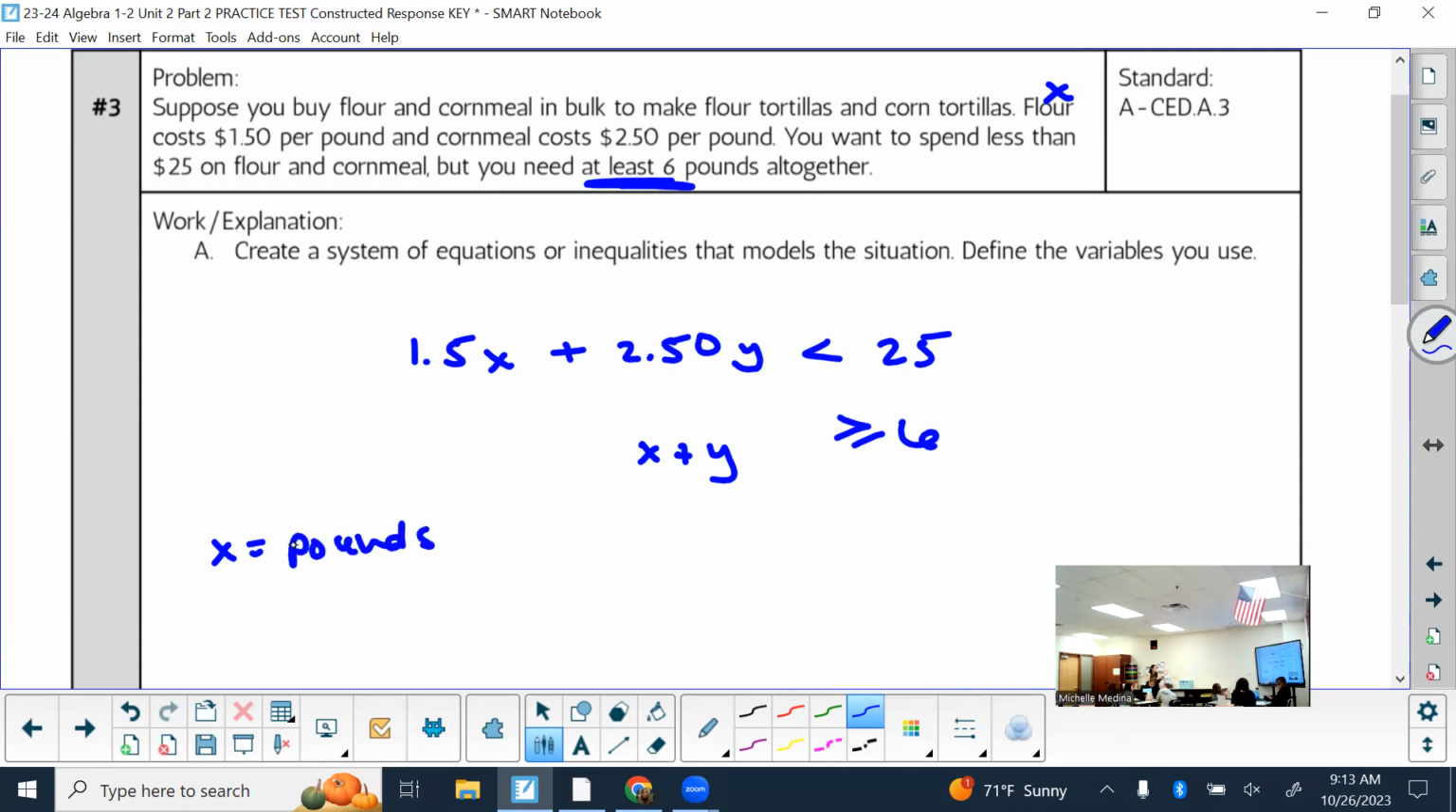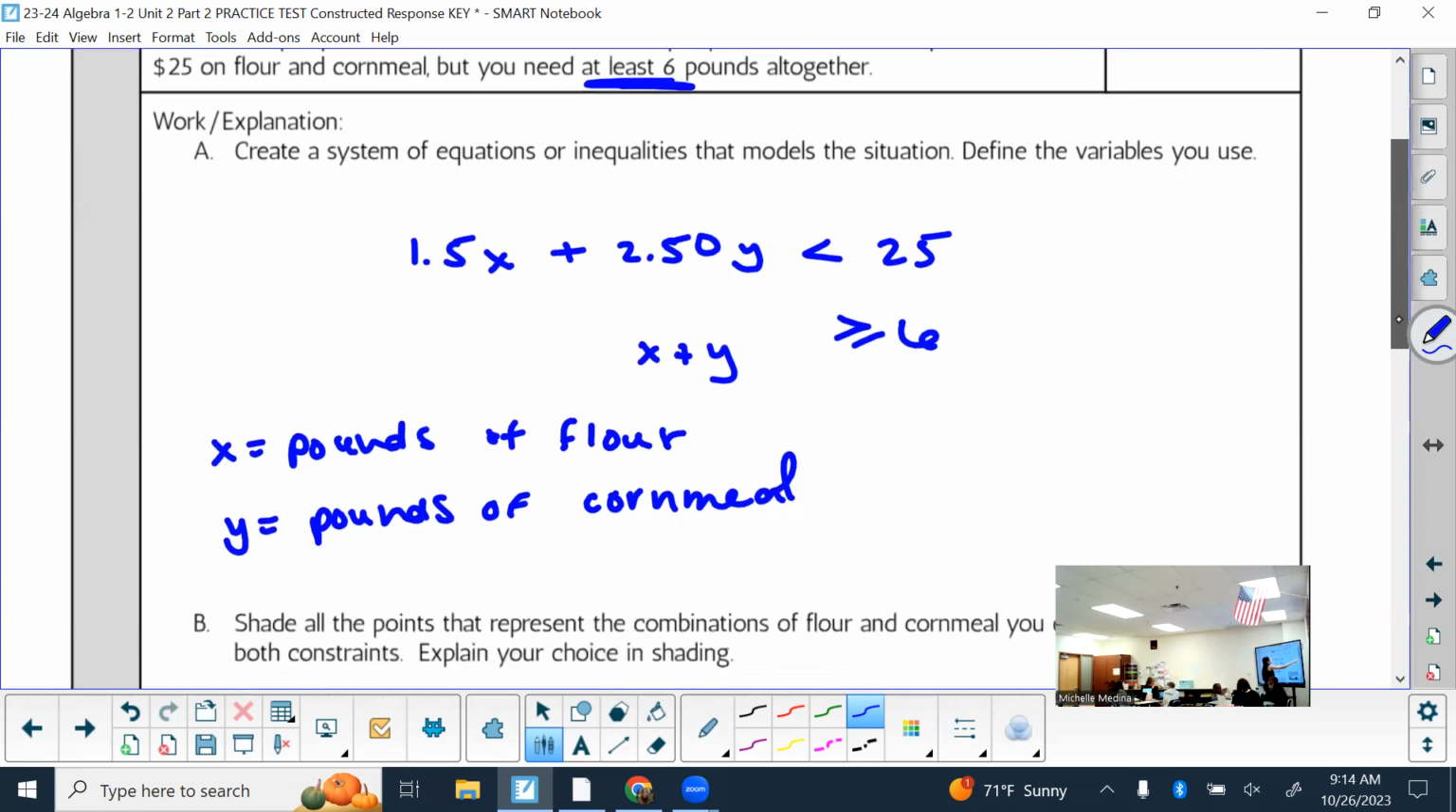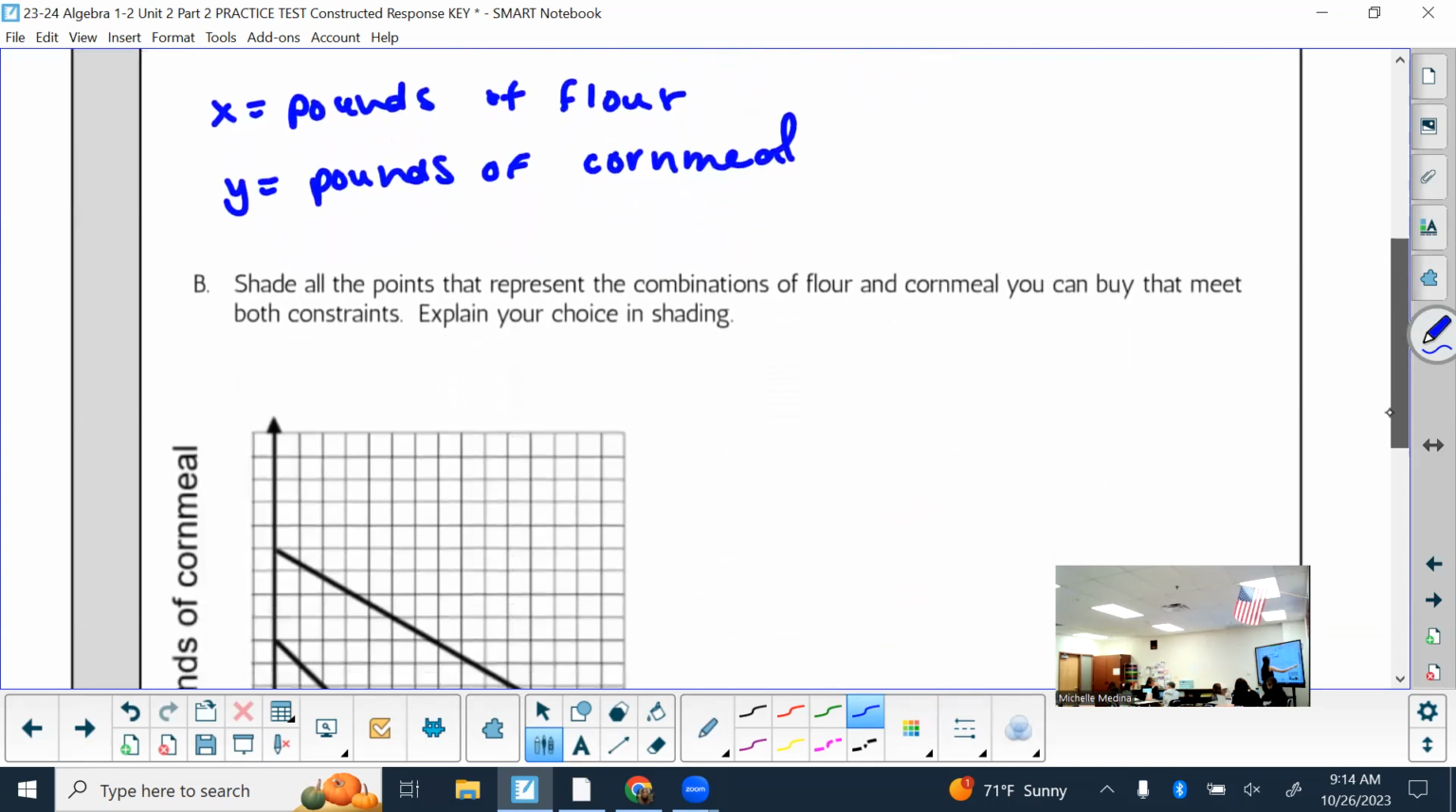Good. Pounds of flour. And Y was the pound of what? Corn. So that is 5 points on the test just right there, making sure you tell me what your variables mean and be specific. Don't just tell me X is flour, Y is cornmeal, because then, like, what about it? Is that supposed to be the price of it? I shouldn't have to guess, otherwise we'll lose points on that. So that covers the making it. Questions on that?